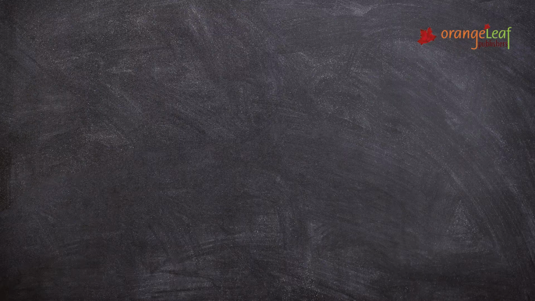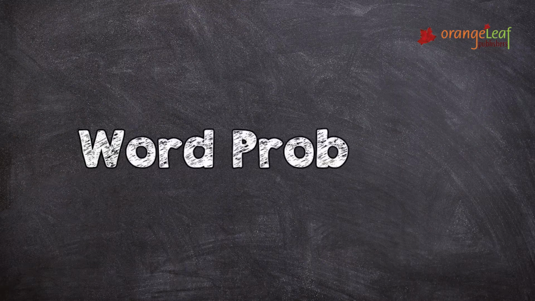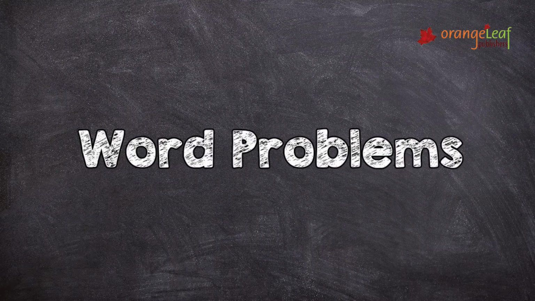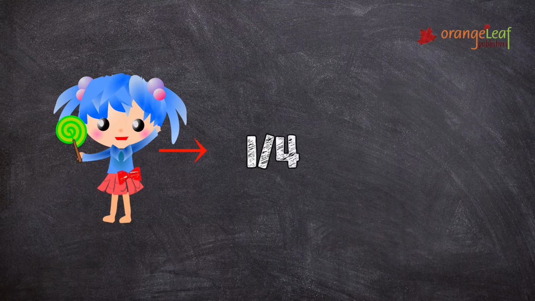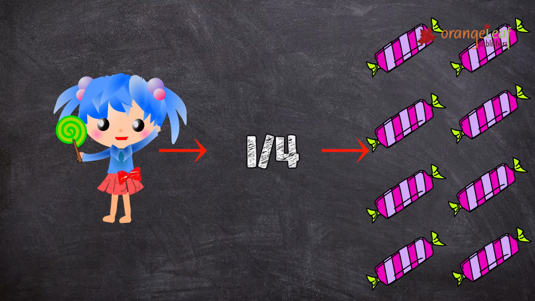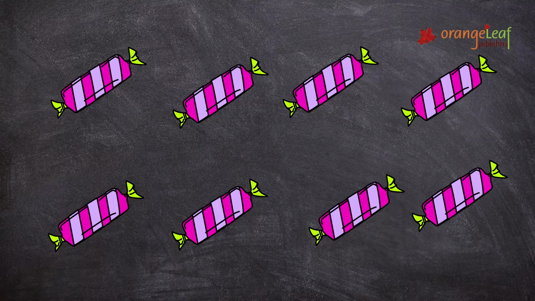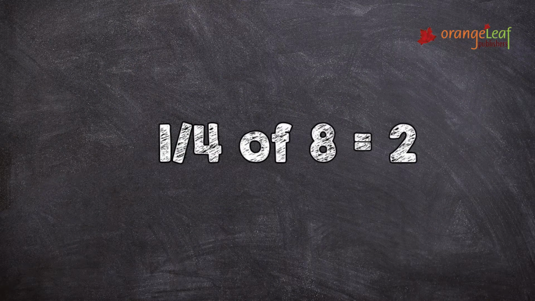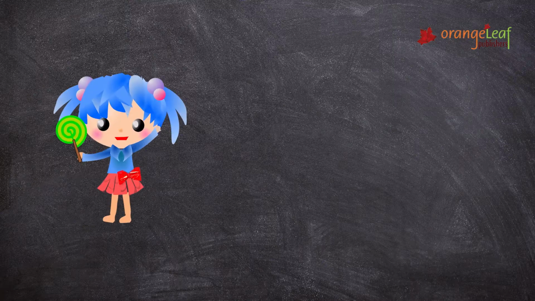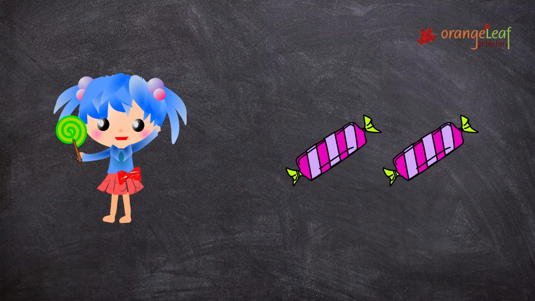Now let's move on to solve some word problems. I'll help you with the first 2 problems. Komal ate 1/4 of the number of the candies. Now how many candies did she eat? We can see that there are 8 candies in total. So 1/4 of 8 is equal to 2. So Komal ate 2 candies.